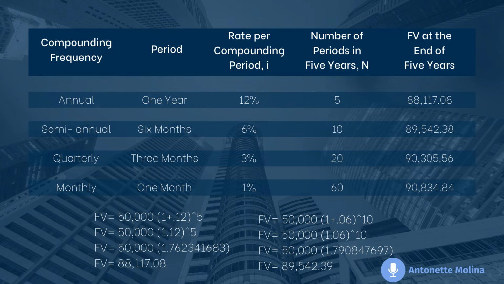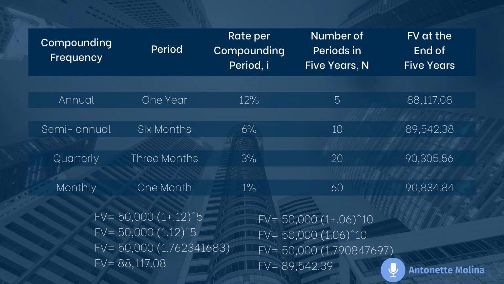Sa number naman, or number of periods in 5 years. In annual, we have 5 years. Semi-annual, we have 10 periods. Quarterly have 20 periods, while monthly have 60 periods.